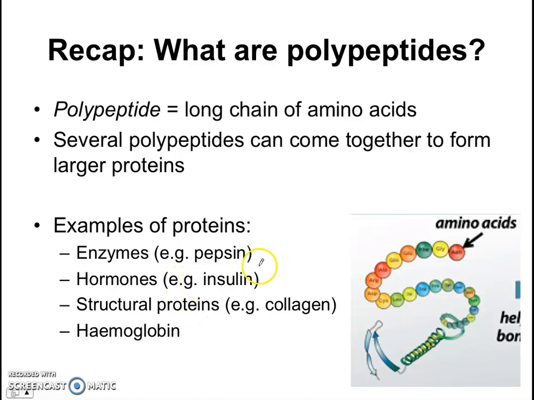So there are genes that will help control the production of these things. There are genes that will help code for these things. So for example, there is a gene that will code for pepsin. And there's also a gene that will give the instructions for how to make insulin. And there's also a gene to give the instructions on how to make collagen. And then there will be another gene that gives the instructions on how to make hemoglobin. And all those genes will have different sequences so that they have specific instructions for each of the different polypeptides.